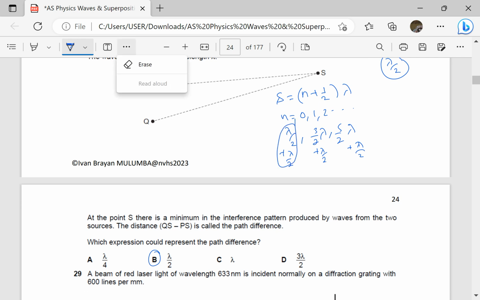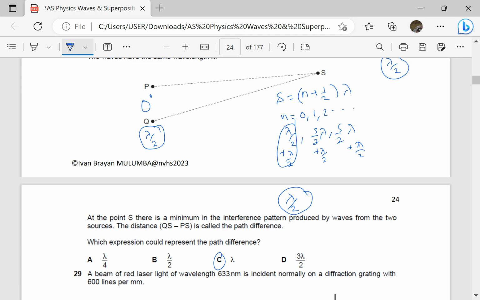How did I circle this? This is lambda, half lambda plus half lambda, which is lambda. Initially, if it was just destructive interference, the path difference would be lambda over 2, that is, if the two sources had a 0 phase difference. But because initially the two sources had a phase difference of 180 degrees, that is half a cycle, I added this half a cycle to this half initial path difference.